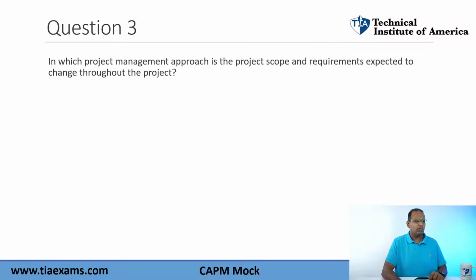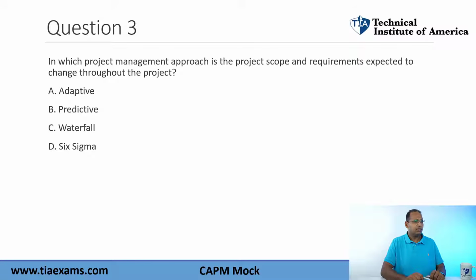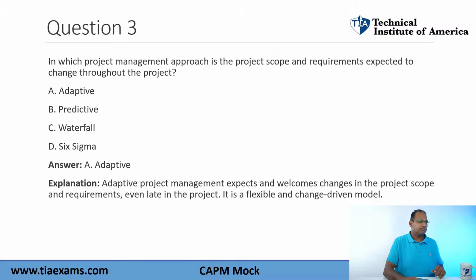Practice question number 3. In which project management approach is the project scope and requirements expected to change throughout the project? Adaptive, predictive, waterfall, Six Sigma. The answer here, guys, is going to be adaptive. Now, why is that?